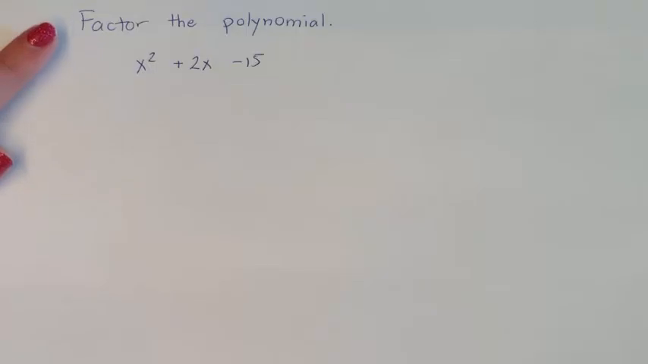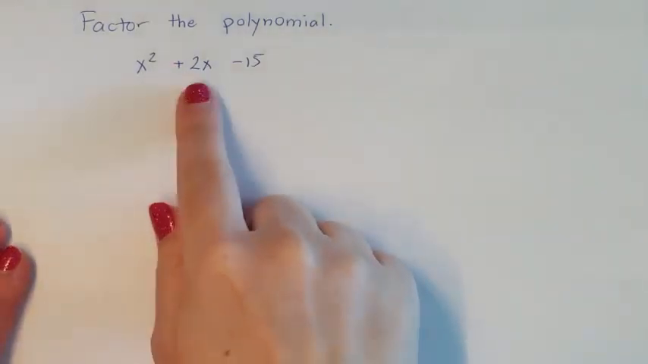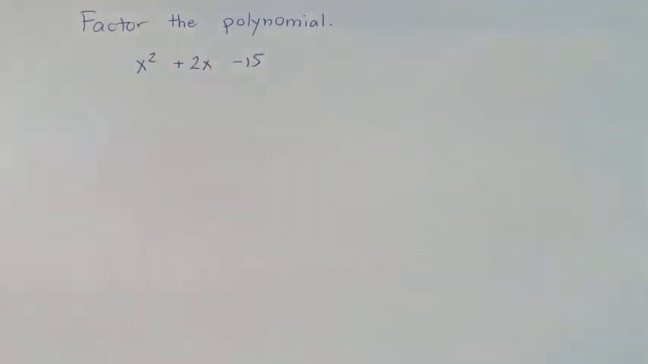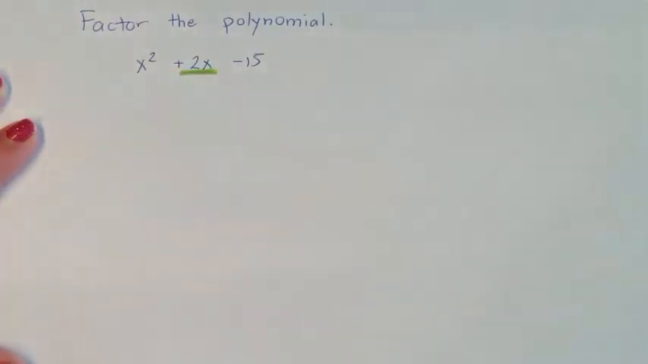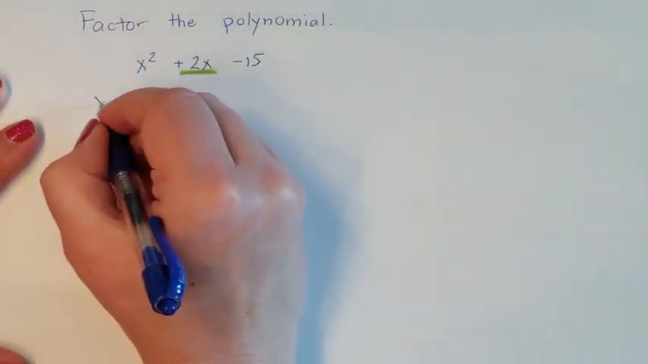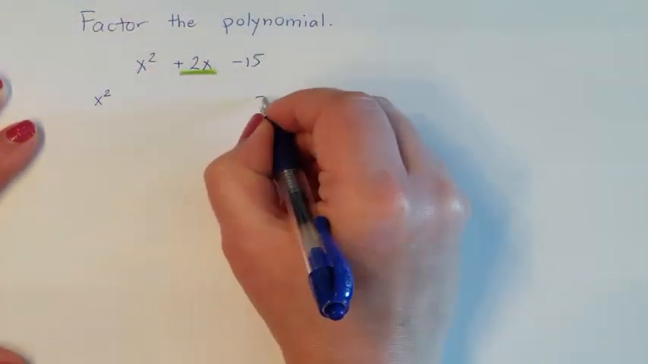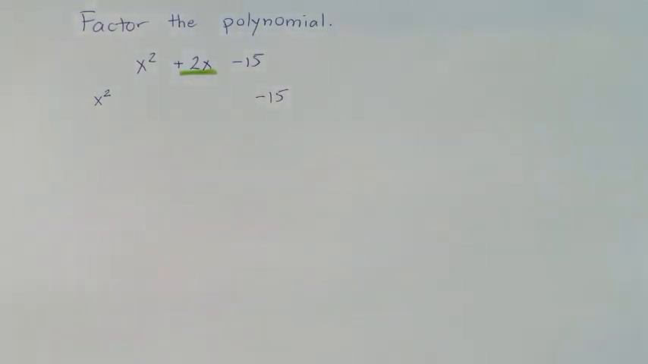So we're being asked to factor the polynomial. I have 3 terms. I don't know how to factor if I have 3 terms. I only know how to factor if I have 4. So we need to mathematically figure out how to rewrite this middle so we have 4. So the x squared is going to stay as an x squared. The minus 15 is going to stay as a minus 15.